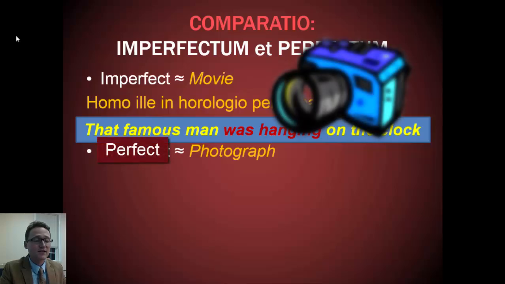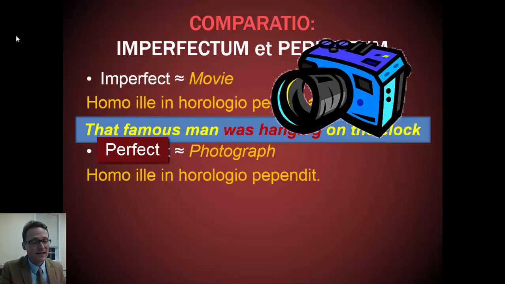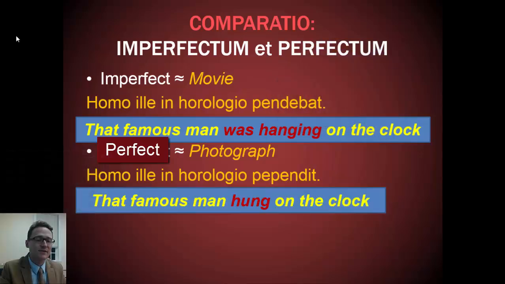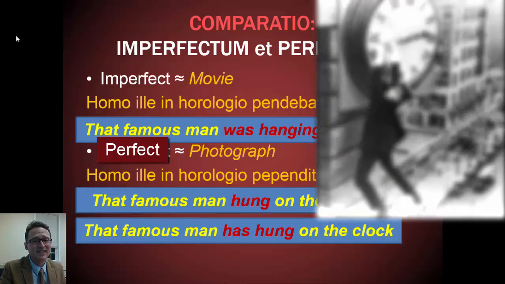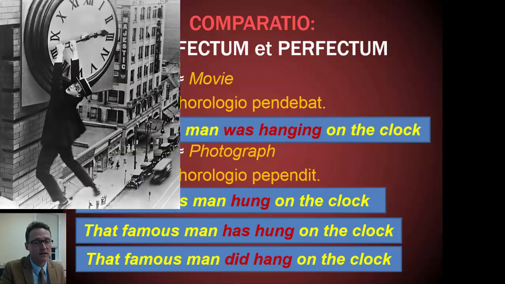The perfect tense functions more like a photograph. It's a quick snapshot in time, so that I can show this to you and we see this as a single event, as opposed to the series of actions which you just watched. So, in the sentence, homo ille in horologio pependit, we are talking about this as one single event. So, we have that famous man hung on the clock. That famous man has hung on the clock. That famous man did hang on the clock. One single event.